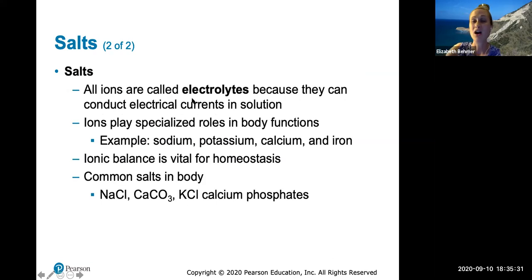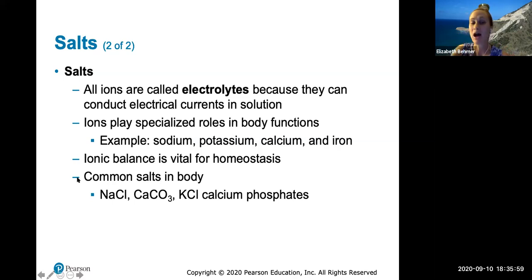All ions are called electrolytes because they can conduct an electrical current in a solution. So you might see liquids with electrolytes added to them. Ions play a specialized role in body functions. Sodium, potassium, calcium, and iron are four of the most important ions your body needs. We need an ionic balance between those ions to maintain homeostasis.